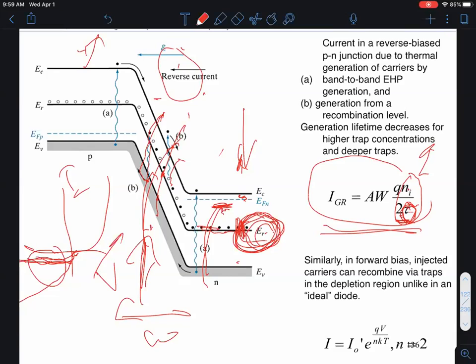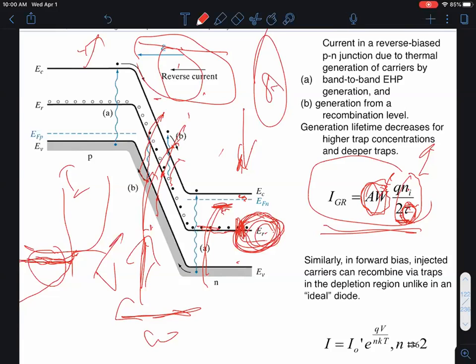To get the total current, you then have to multiply by the volume of the depletion region, which is the width of the depletion region W times the cross-sectional area of the diode, A, right? So A times W is the volume of this depletion region. Times Ni over 2 tau gives you the generation rate of electron hole pairs per unit volume. So that volume times that gives you the total number of electron hole pairs. And then to get the actual current, you have to multiply by the charge of the electron.